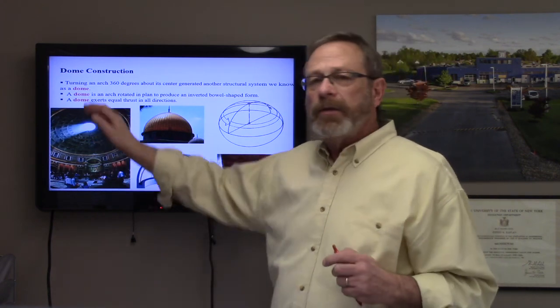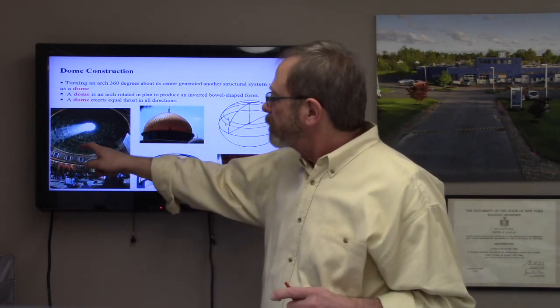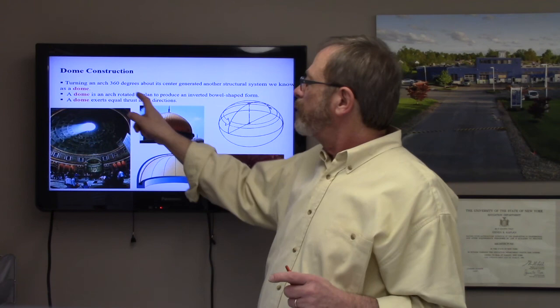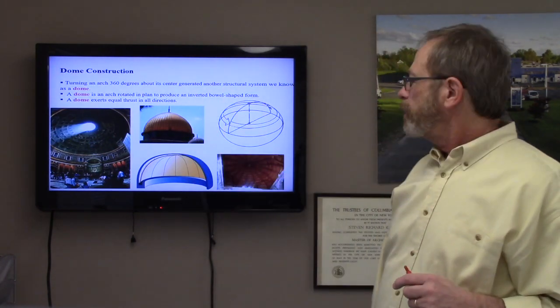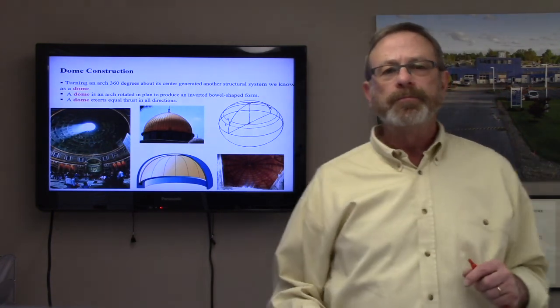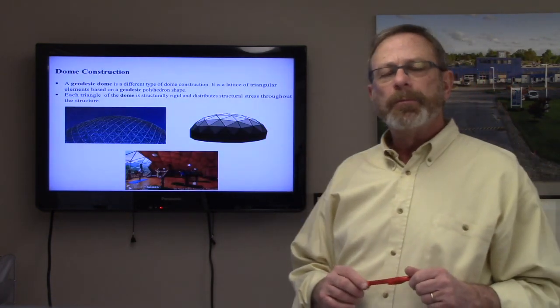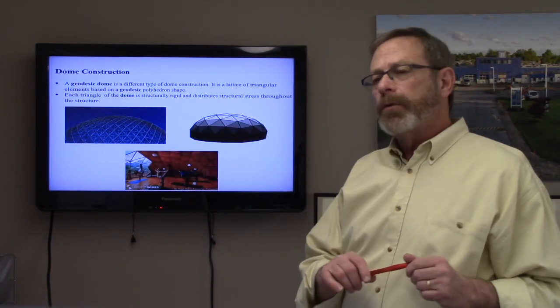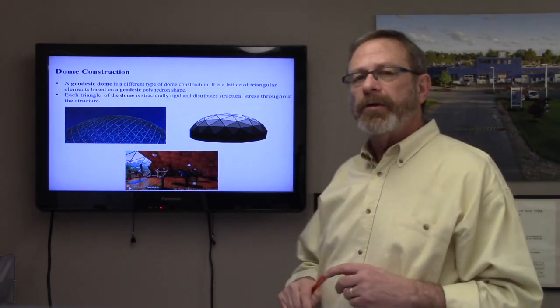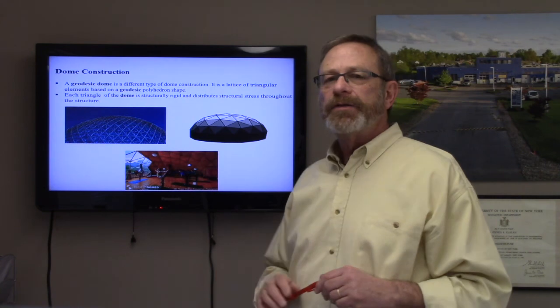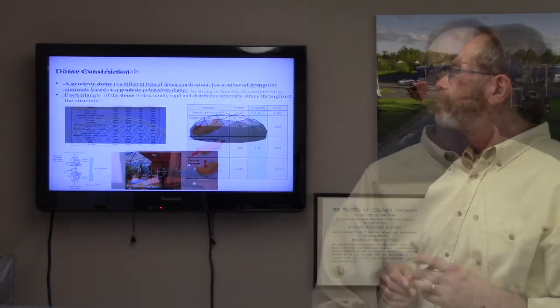So the Pantheon is a dome. We have an arch leg meeting up with the arch leg on the other side, swiveled 360 degrees, and we have a beautiful dome shape. There are other types of domes, such as a geodesic dome, not made out of arches, however, but made out of triangular elements called geodesic polyhedron shapes.